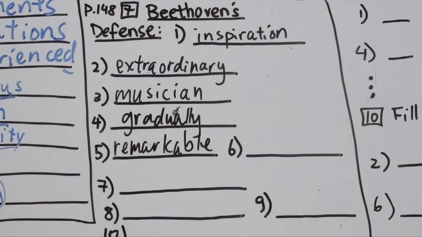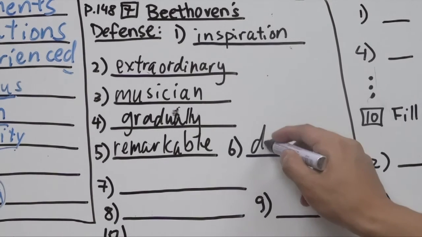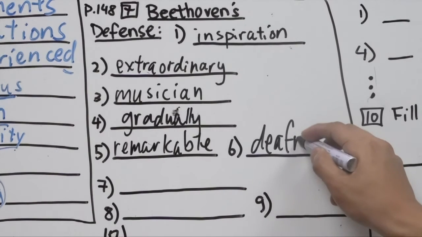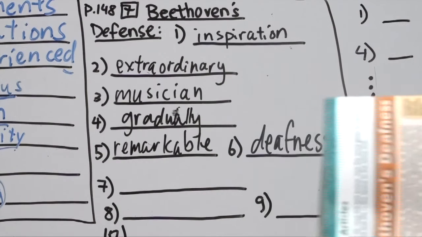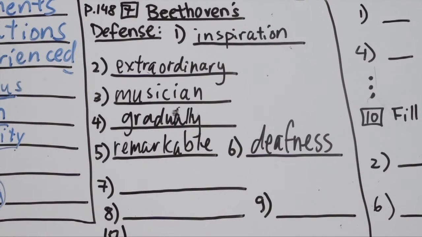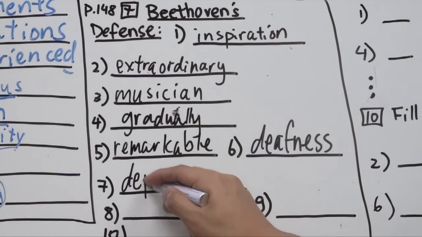Even when his deaf was almost total, he still managed to compose brilliantly. Deaf. And then he has something that makes him deaf, so deafness, right? Like blindness, deafness. Even in his deafness, right? He was able to make music. Beethoven was eager to make a living without the depend on the church or the crown. Depend becomes dependence. Very good. Independence, right?